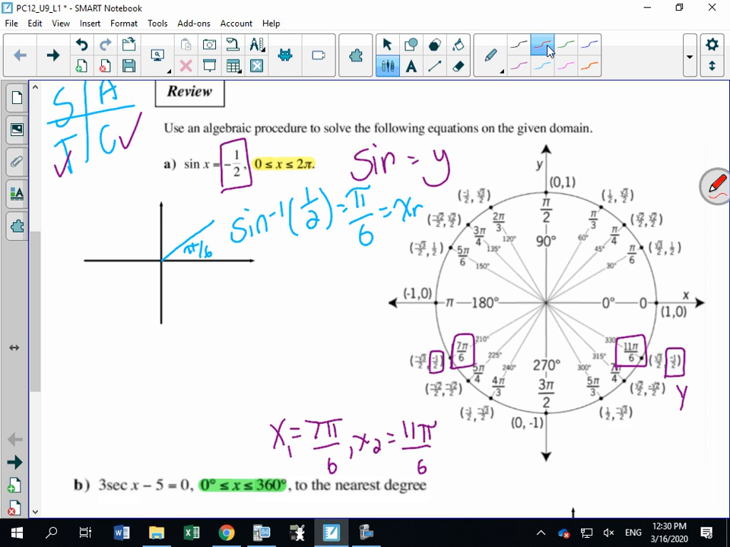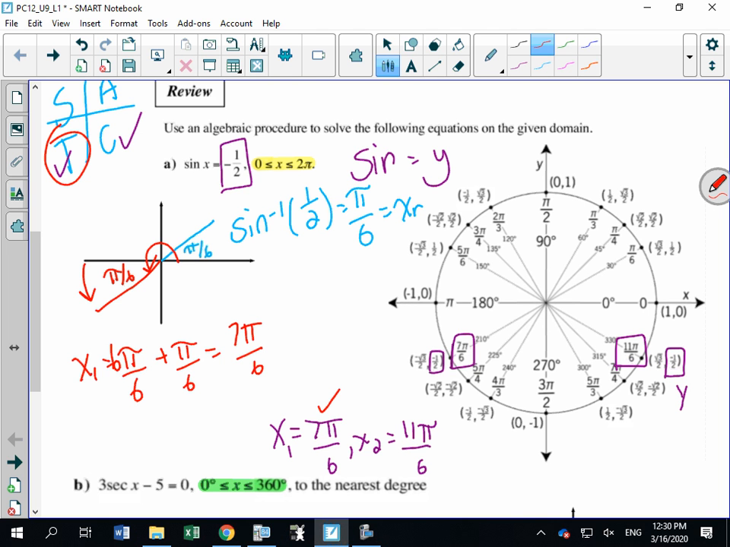My solution's in quadrant 3. So if this angle is pi over 6, what would the angle in standard position be? That would be pi plus pi over 6. So x1 is equal to pi plus pi over 6. Convert this to 6 over 6, and that's 7 pi over 6, which is what we have down there.